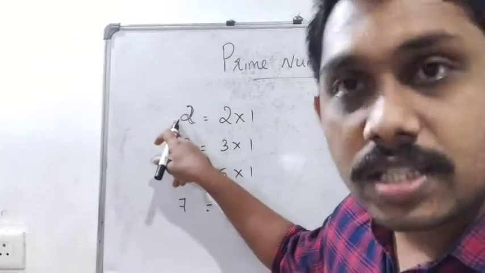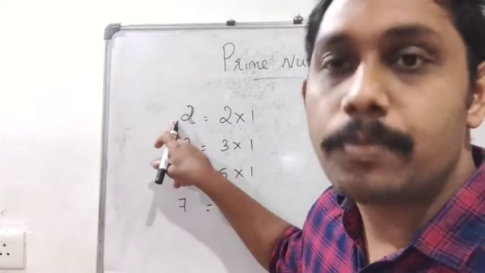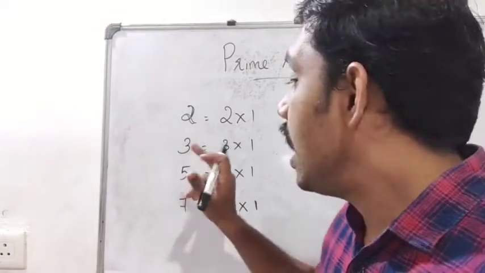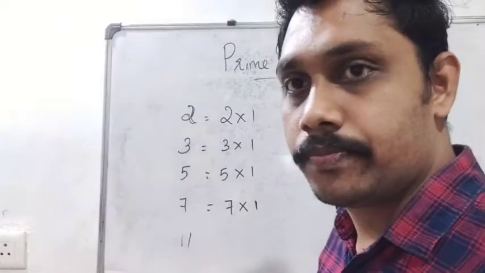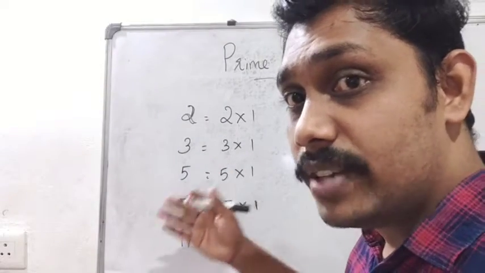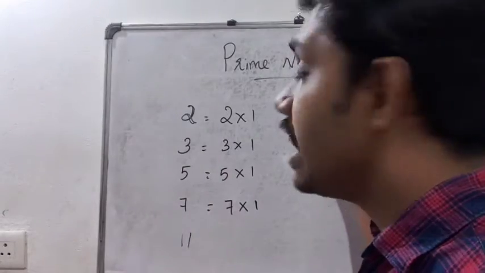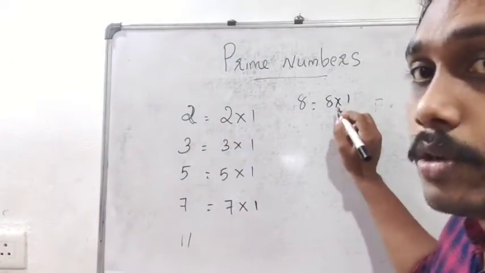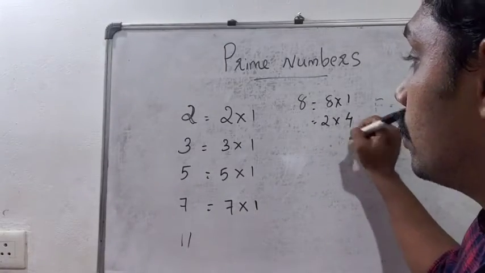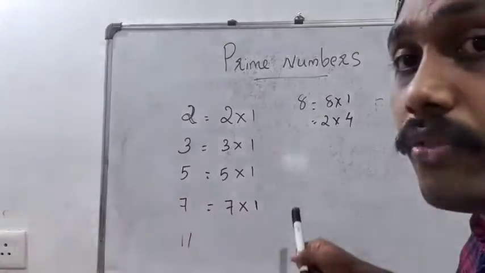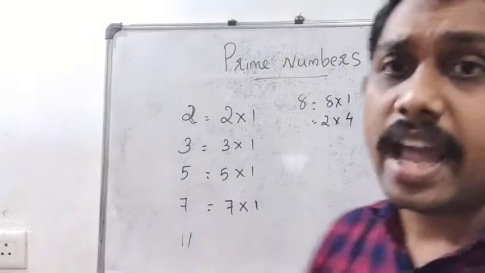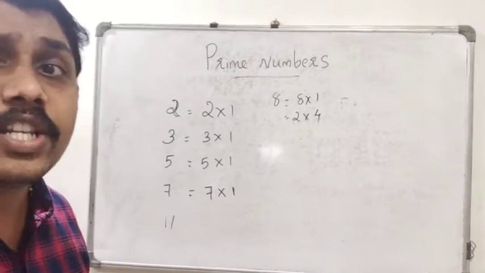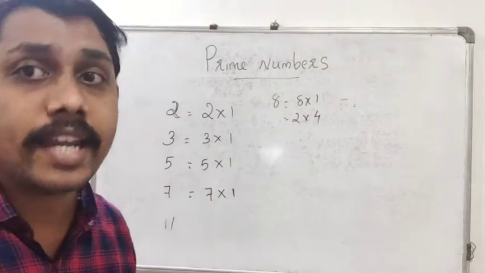So 2 is the first prime number, and the next prime number is 3, and the next one is 5, and the next one is 7, and now the next one is 11. After 7 the number is what? 8. But how many factors does 8 have? We can write 8 into 1, and also 2 into 4. So 8 has factors 1, 2, 4, 8, which means 8 has 4 factors. But a prime number has only 2 factors, 1 and the number itself.